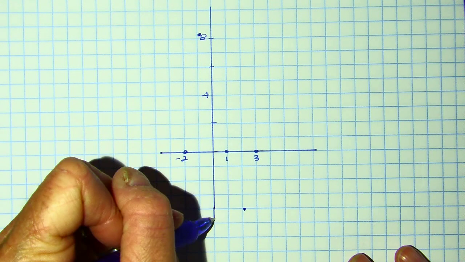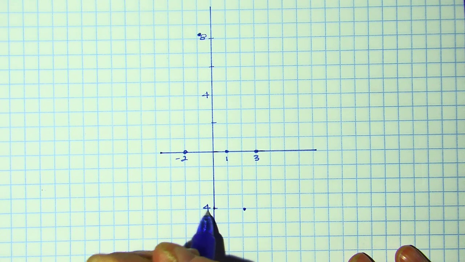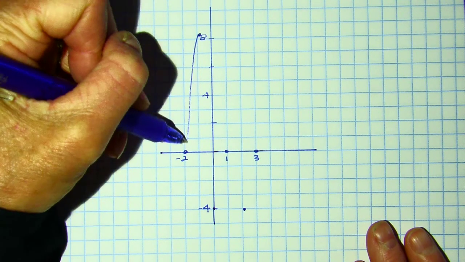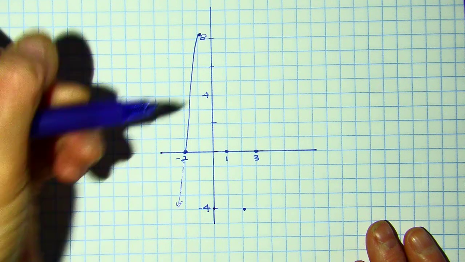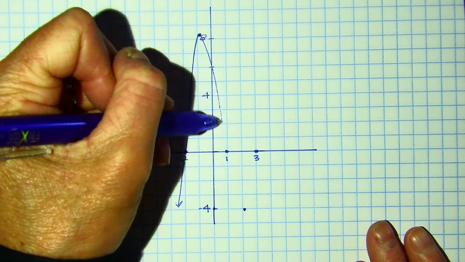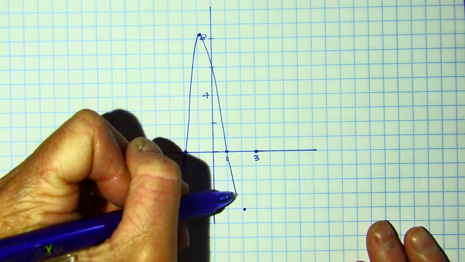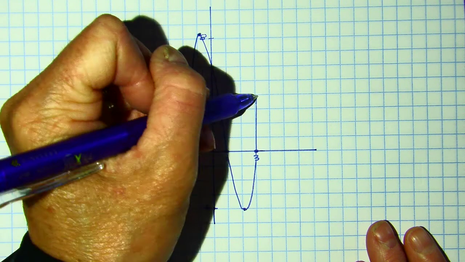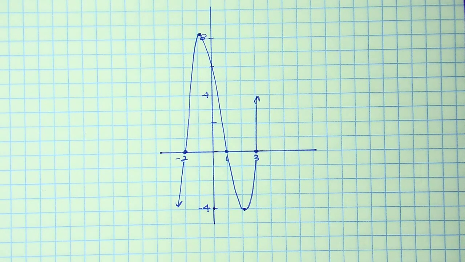And then I can connect my graph. And if you need to, you can use a ruler. And I'm going to make it look like that on Desmos. So there is my graph.